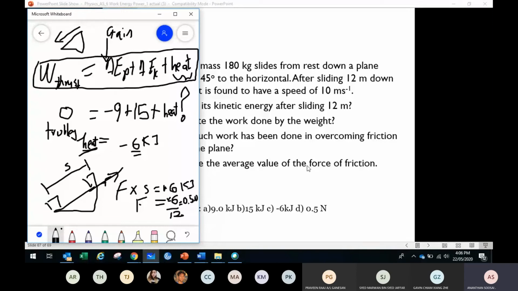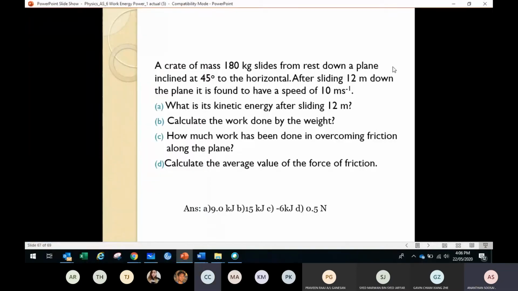So this is how you should do the working on an inclined surface. Work done by the thrust is gain in EP, gain in EK, and heat. Any questions about this question? Sir, is work done scalar or vector? Work done is always scalar. But why in C do we put a negative there? Okay, good.